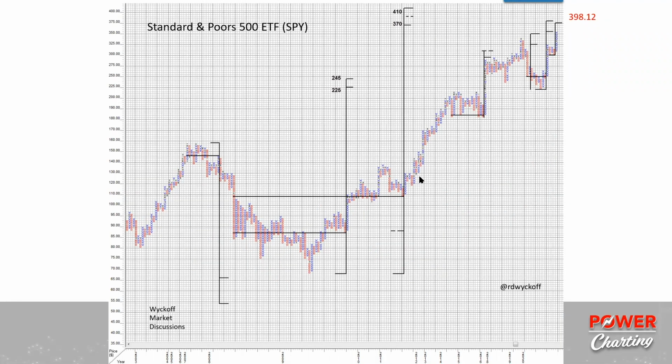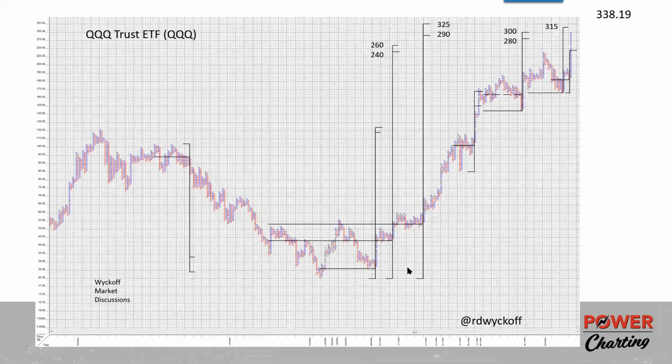So here is the Standard & Poor's 500 ETF, SPY. I've shown you these charts before, and you can see here that this count, the larger count, goes right into the middle of this range, which the most recent high, 398.12, goes right into the middle of this target range and is really a very large point and figure count.